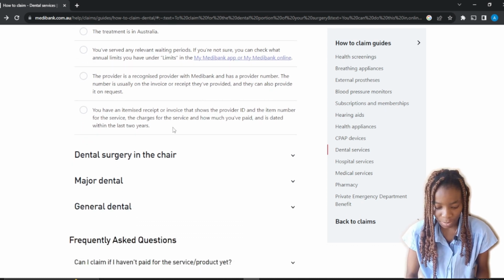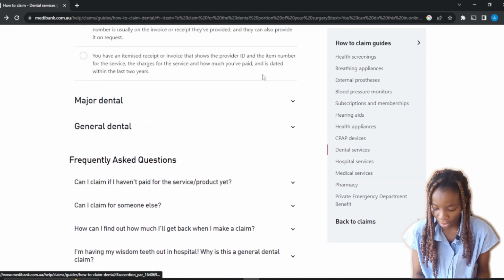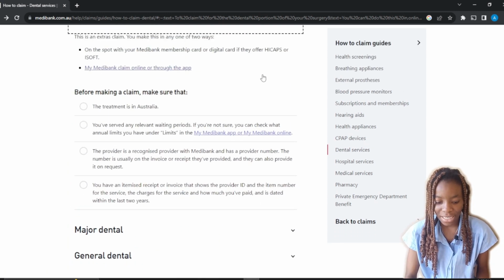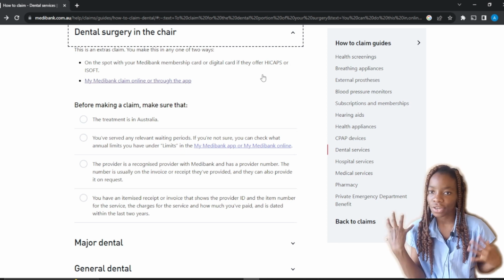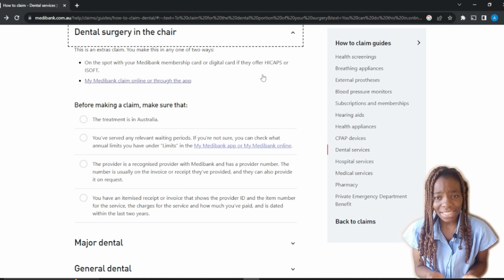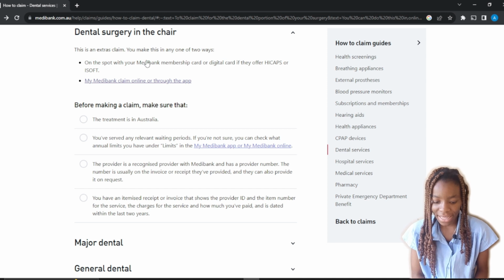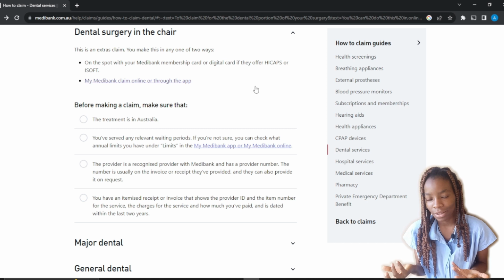That's dental surgery in the hospital, and then next is dental surgery in the chair. Now, like I said earlier, the processes are almost the same, but it is good if we just run over it so that you can be acquainted with each of them, and it's not going to cause some kind of hiccups or discomfort when you start the process. So this is dental surgery in the chair. This is an extras claim, okay? And then you make it in any of those ways. So you need to know which one is an extras claim and a direct claim, okay?